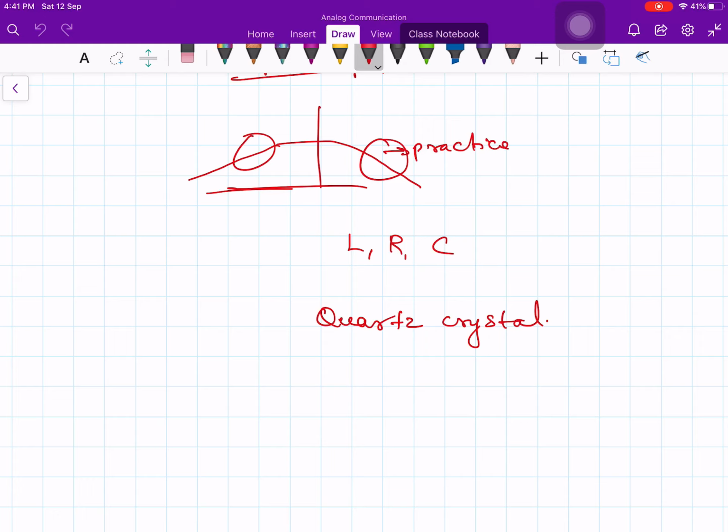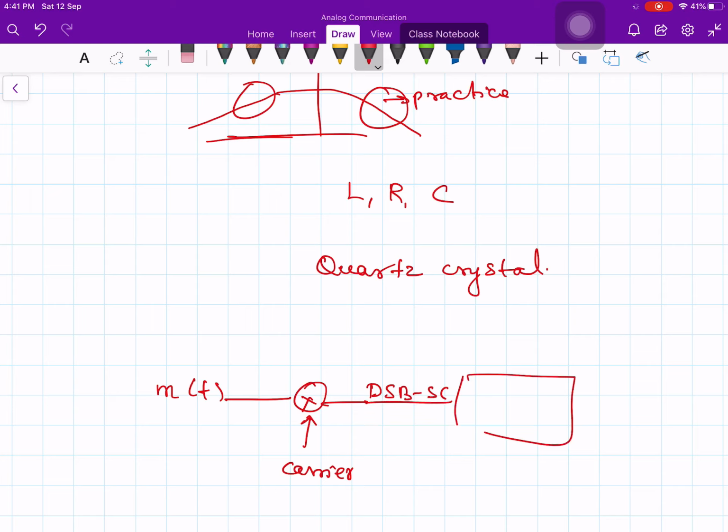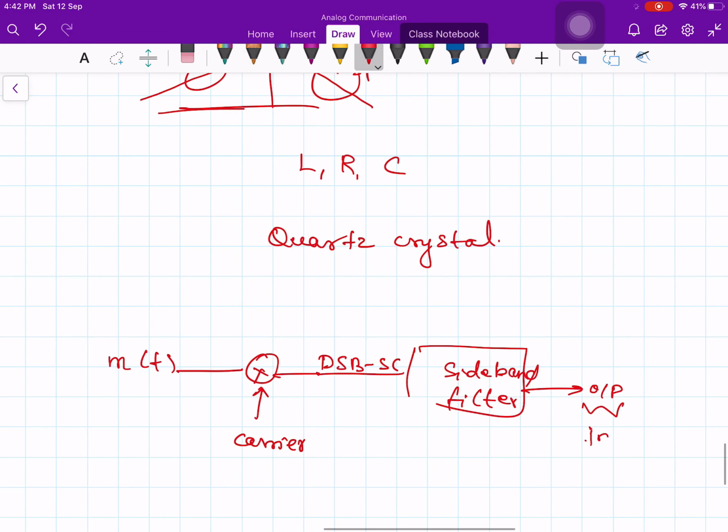Now before we proceed further, let us ask ourselves how the waveform looks in the time domain at the output of the sideband filter. So you have m of t, you give it to the product multiplier with the carrier, and the output is DSB-SC, and this is given to the sideband filter, any one sideband filter. Now we would like to ask how this output looks in time, or what is the mathematical expression for this output in the time domain. That is what we want to address now.